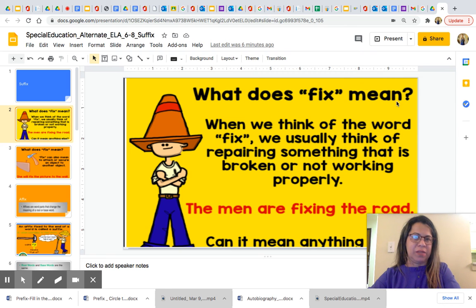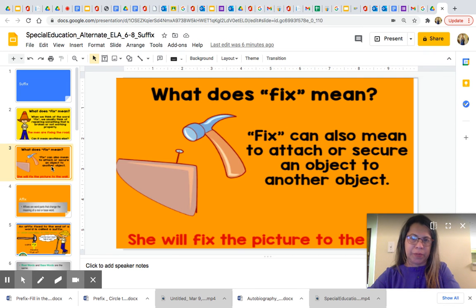What does fix mean? When we think of the word fix, we usually think of repairing something that is broken or not working properly. The men are fixing the road. Can it mean anything else? Let's find out.